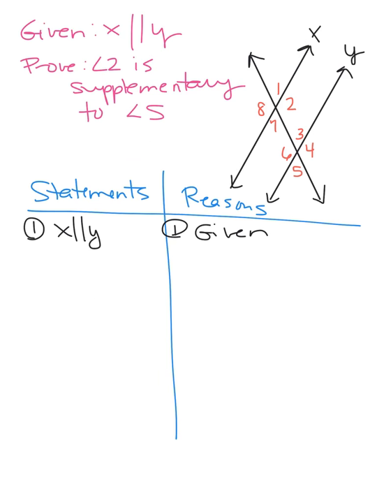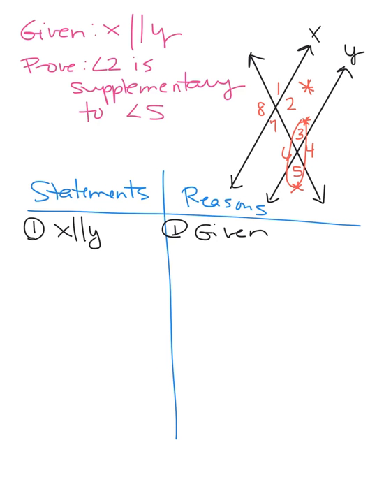Our next proof says that X and Y are parallel lines, and we're trying to prove that angle 2 is supplementary to angle 5. So let's mark what we're trying to get to. I'm trying to say that 2 is supplementary to 5, so I'm looking to add them together and get to 180. Now one thing that also sticks out in my proof is that angle 3 and angle 5, they're vertical. So that might be helpful.